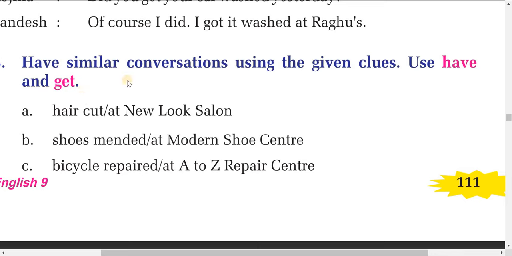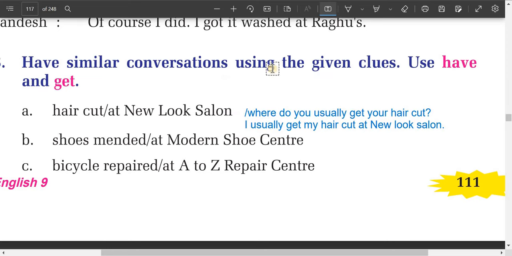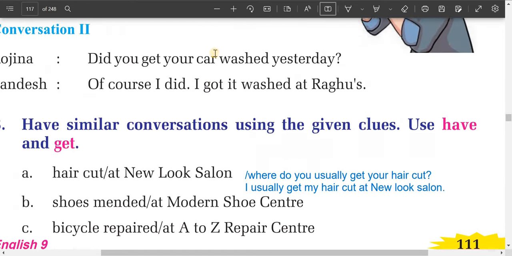Okay, this one now here, see here. So you have to make some dialogue, a very short dialogue by using get or have. So haircut at New York salon. Okay, dear students, how to write here? We have to make a very short conversation, like in the example. Look at the example, dear students. Okay, it's not difficult. You can do it yourself. So I'll show you one model for you here.